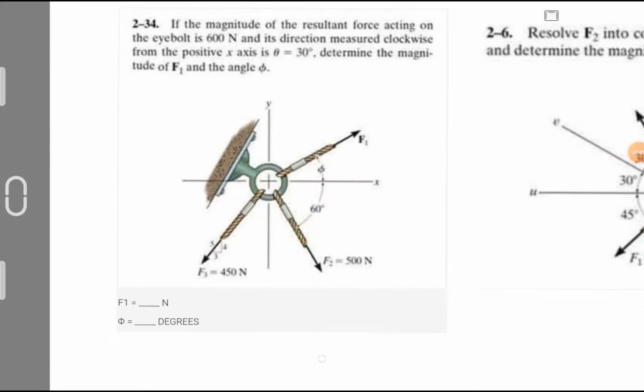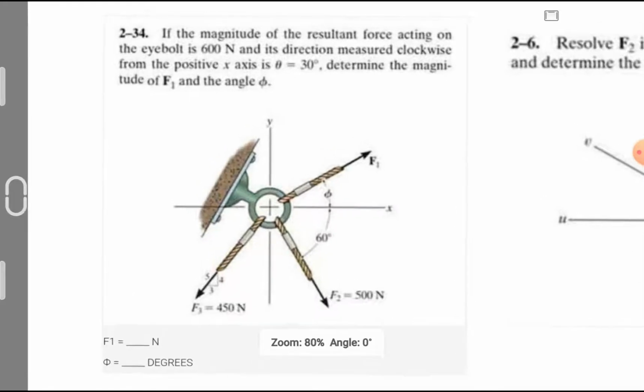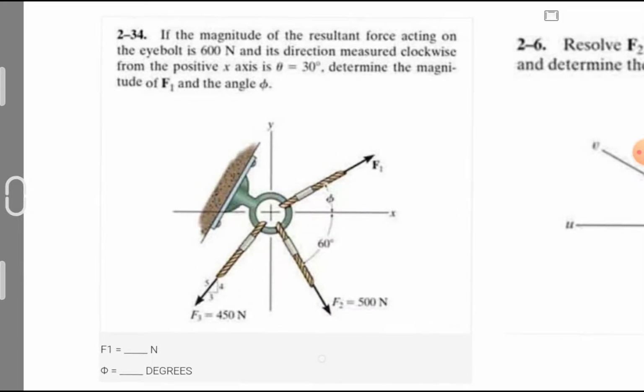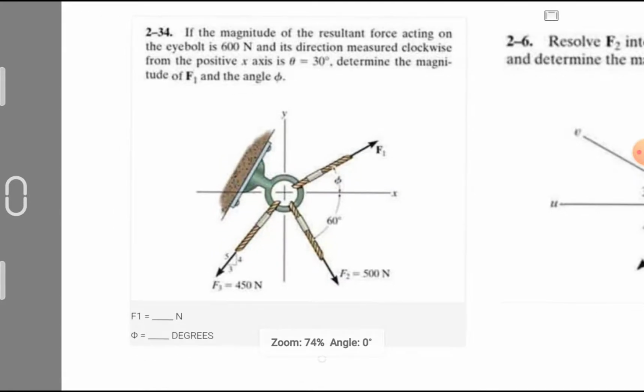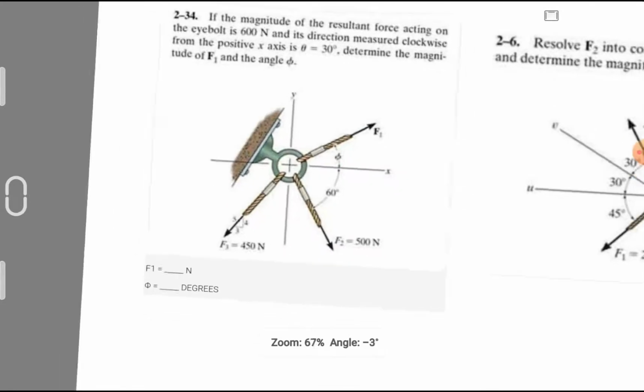Okay, so this will be the solution for your practice problems or your seatworks. So let us focus on your first figure, 2-34. If the magnitude of the resultant force acting on the eye bolt is 600 Newton and its direction measured clockwise from the positive x-axis is theta equals 30 degrees, determine the magnitude of F1 and the angle phi.